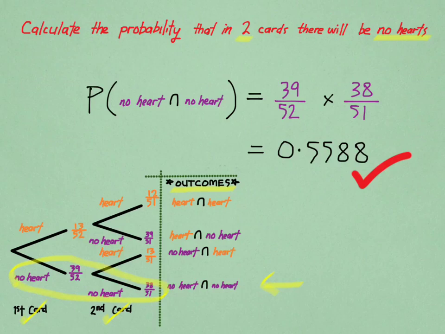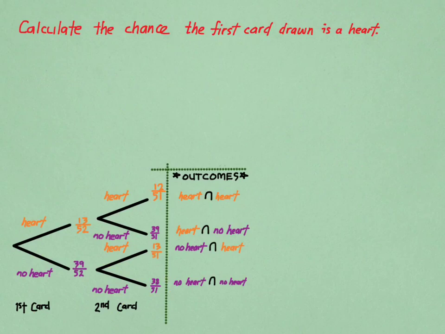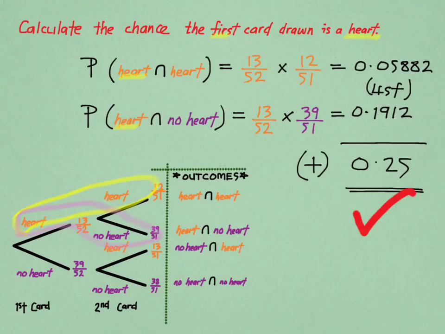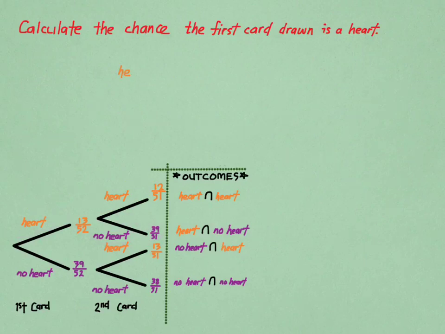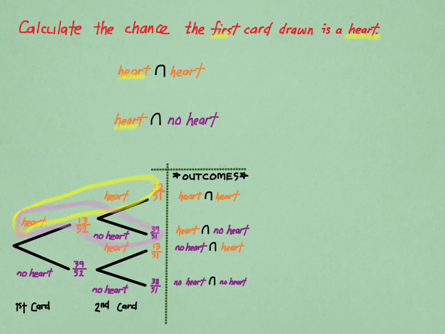Okay, so we'll ask one more question before we finish this video. Calculate the chance the first card drawn is a heart. Have a look at the tree and see if you can spot where the first heart is. Oh, I kind of skipped ahead a little bit there. Let me backtrack. So we're looking at heart and heart, and heart and no heart. Remember, we're looking at the very first card. So in terms of where that is on the tree, there we go. That is there. I'm not sure why I highlighted that up a bit there, but that's okay. Just keep your eye on the tree, and we're going to point out the two branches that are going to be relevant to us.